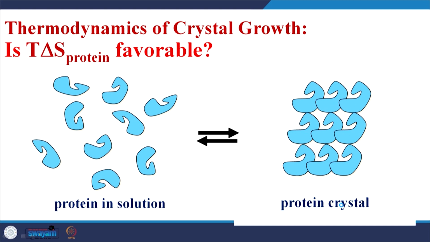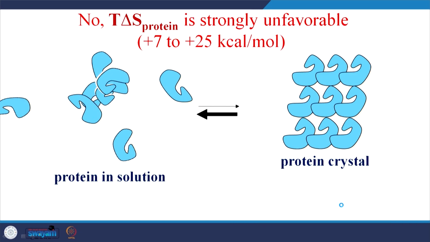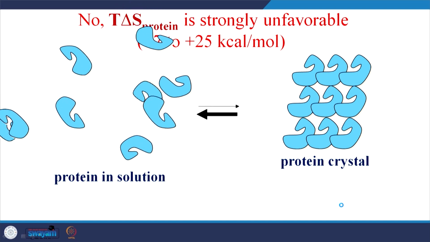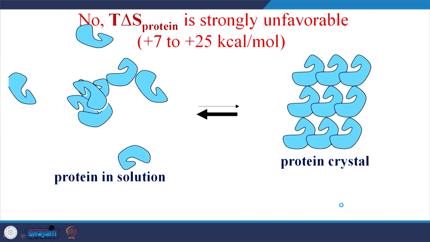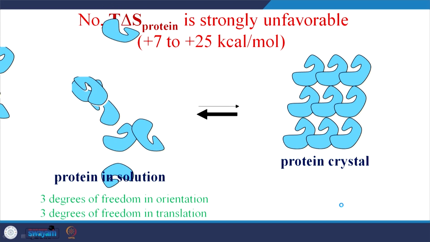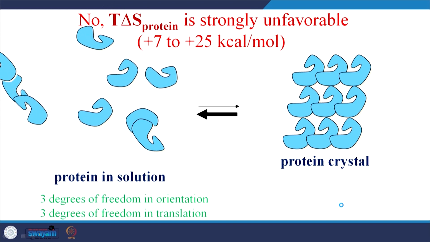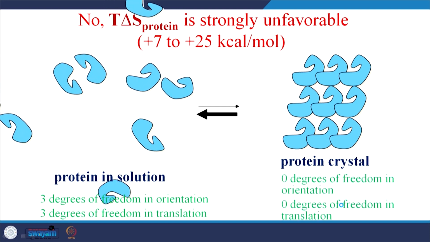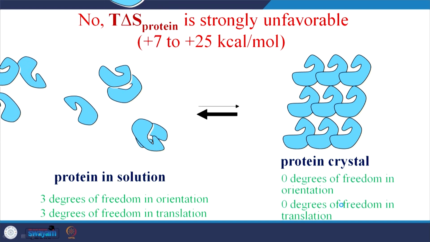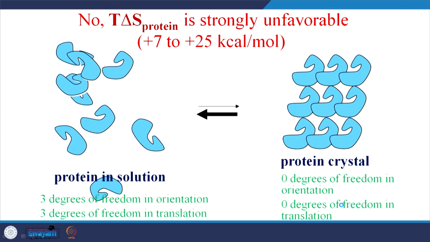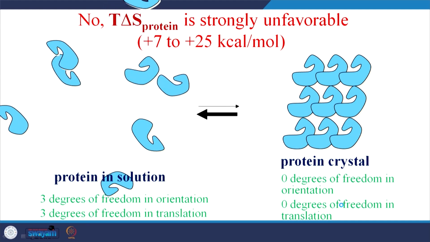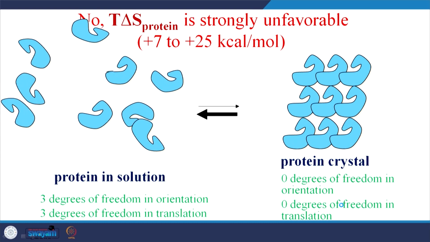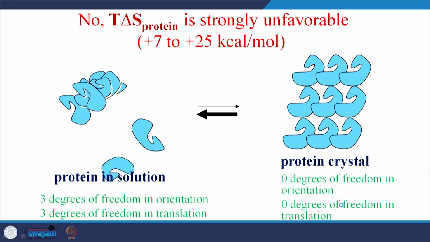Is T del S protein favorable? If you look at protein in solution and protein in crystal, you will see that protein in solution could move freely, whereas protein in crystal could not move freely. So, here 3 degrees of freedom in orientation and 3 degrees of freedom in translation, whereas here 0 degrees of freedom in orientation and 0 degrees of freedom in translation. So, currently this is Salman Khan and this is you. So, the formation of crystal is entropically unfavorable. When it is unfavorable, it is plus 7 to plus 25 kilocalorie per mole.